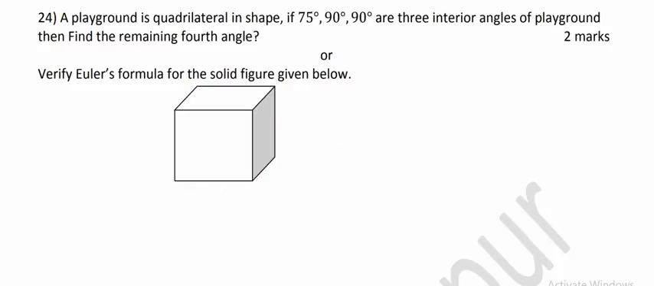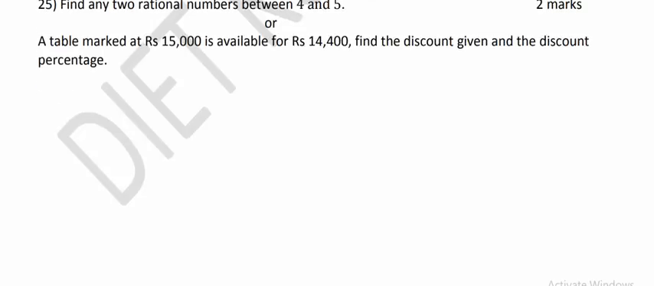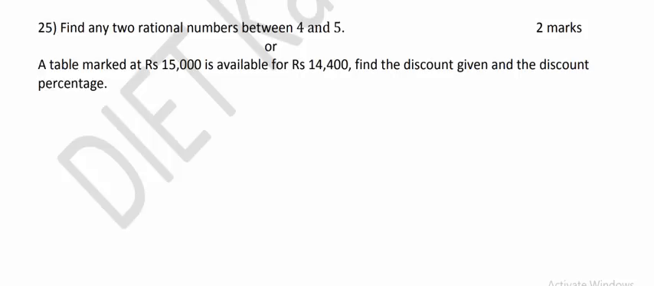Then we move on to the next question, the 25th question. Find any two rational numbers between 4 and 5. So now we have to find the rational numbers. For finding them, we take one more than the number they ask for. Here they ask for 2, so we add 1 and multiply by 3. We have to take 1 greater than this one.